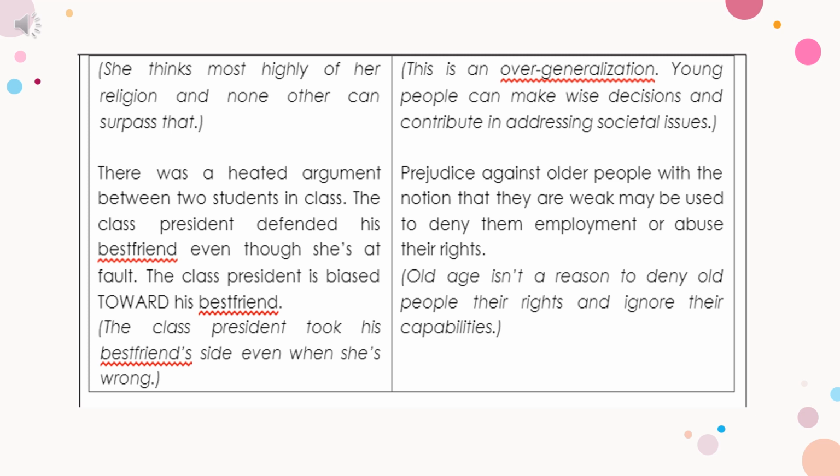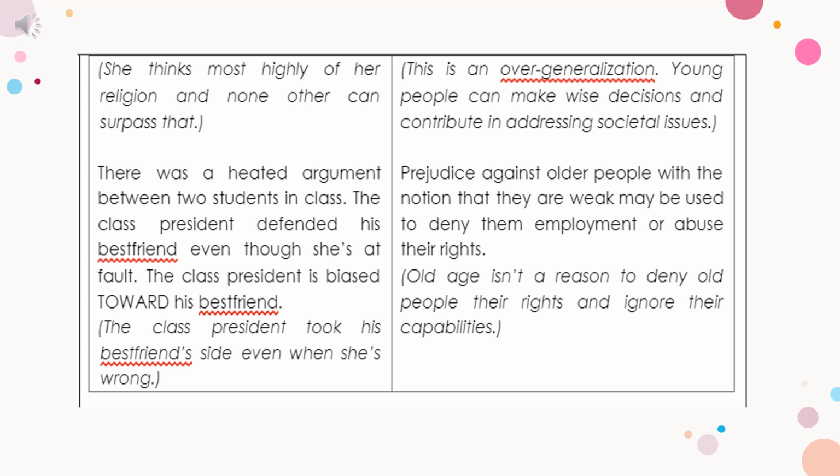Then under prejudice: Prejudice against older people with the notion that they are weak may be used to deny them employment or abuse their rights. So why is that statement under prejudice? Old age isn't a reason to deny old people their rights and ignore their capabilities.